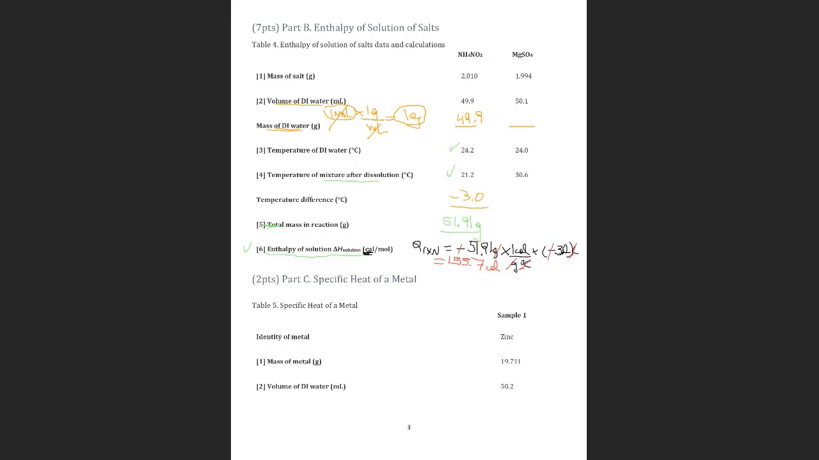But because they are asking for the enthalpy of solution, I have to divide by the number of moles of the salt. How do I calculate the number of moles of this salt? You have the grams here. It says mass of salt. So if you have the grams of salt, you just divide the same way you did it before. Does it make sense?